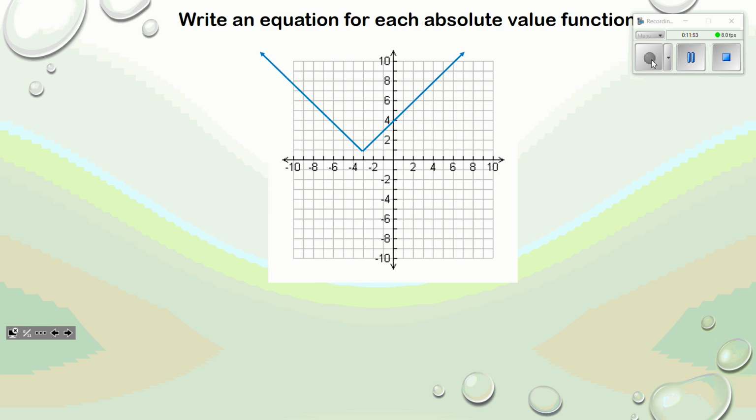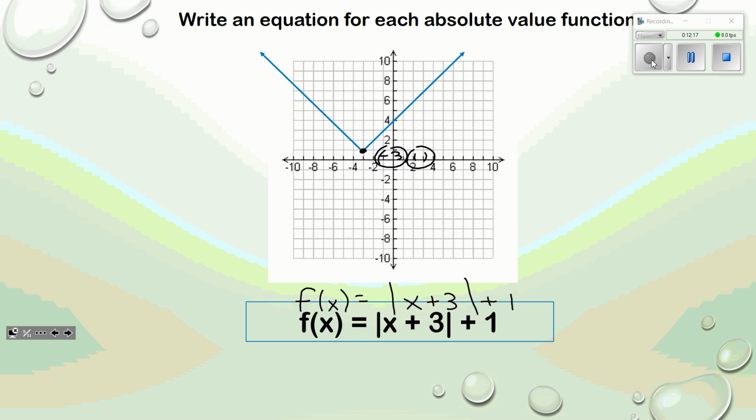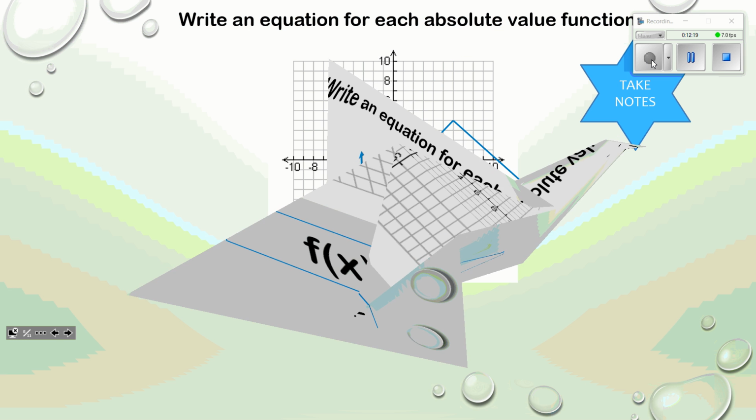Okay, again, let's identify the vertex. The vertex is negative 3, 1. So I start with my f of x equals, here's my absolute value signs. Take the opposite of the x, so instead of a negative 3, I'm going to write plus 3. And take the y, which is plus 1, and put it at the end. This function goes up, so I know it's positive, and I'm done. That's all there is to writing the equation for it.